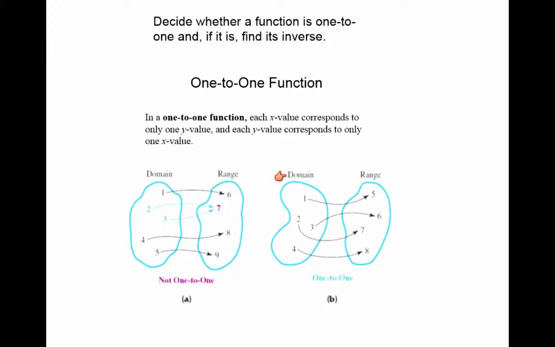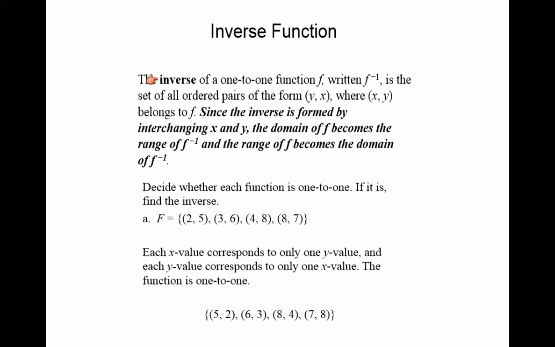Just by looking at this graph, we can see which one is one-to-one and which one is not. Inverse function. The inverse of a one-to-one function f is written as f to the power of -1, but it's not an exponent. This is just a symbol we use for the inverse function.